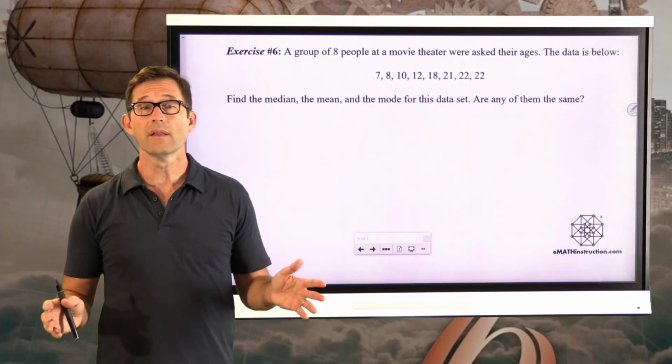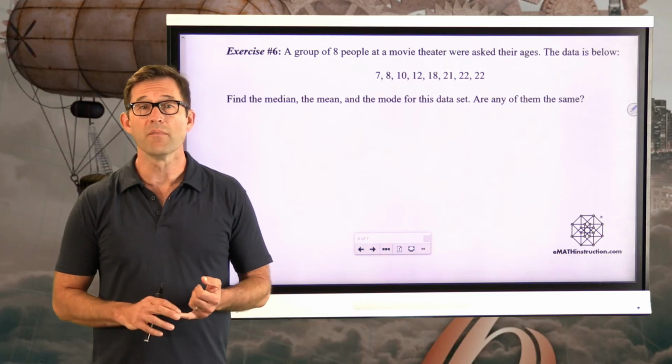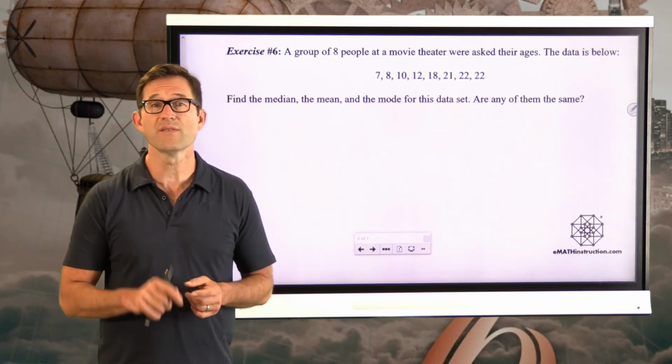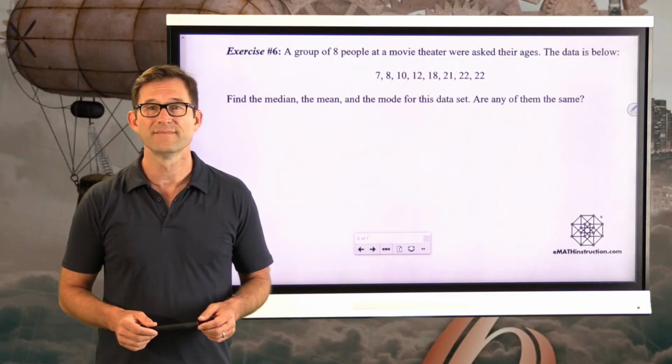Okay, so take a little bit of time. I think probably both the median and the mode will be quick. The mean will take a little bit more time. So pause the video and take as much time as you need.